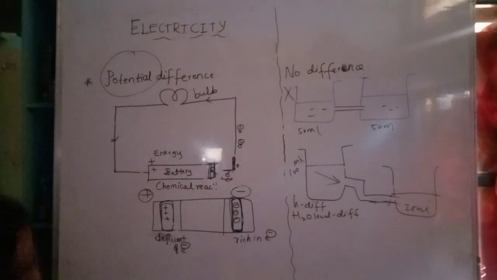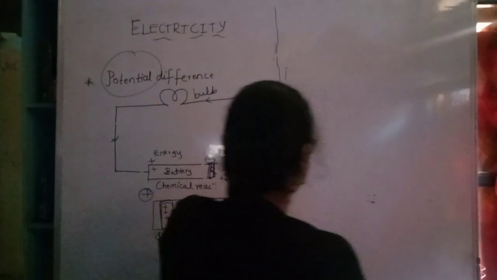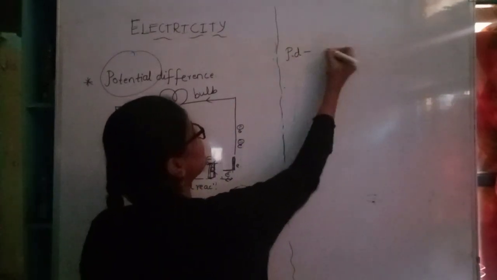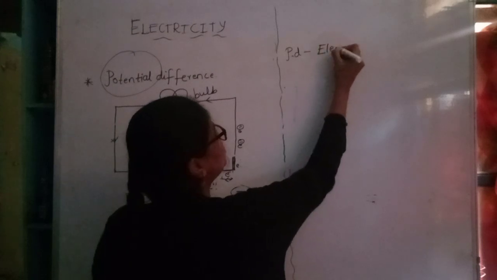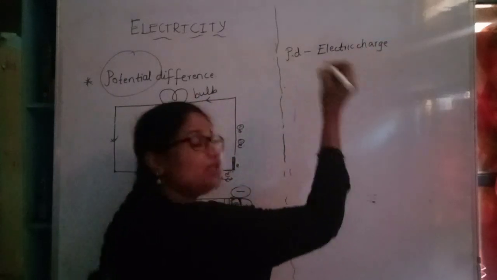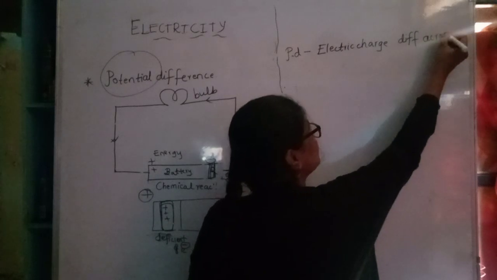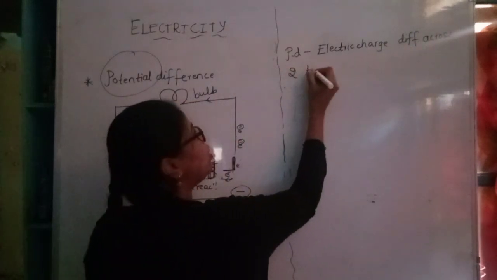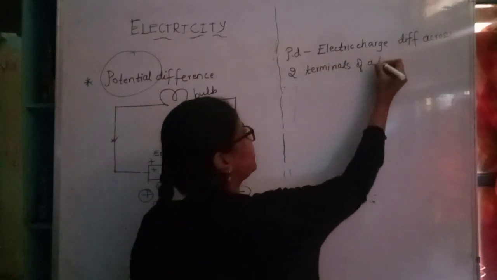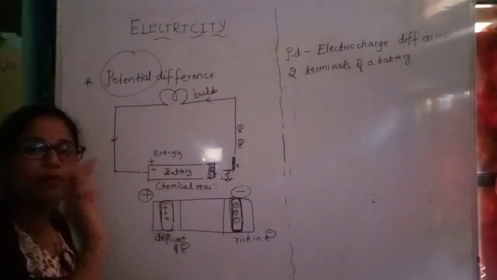Okay. So let me write that. This is the actual statement of the potential difference. So let me write this as PD. It is nothing but the electric charge difference. Across what? Across two terminals of a battery. Two terminals of a battery. This is the actual statement of the potential difference.